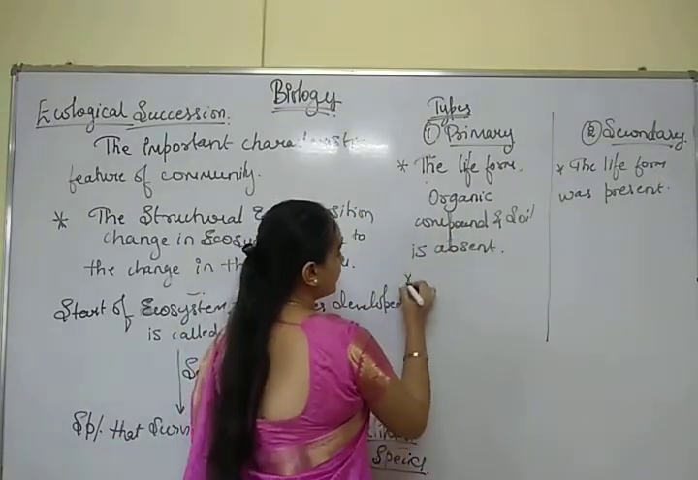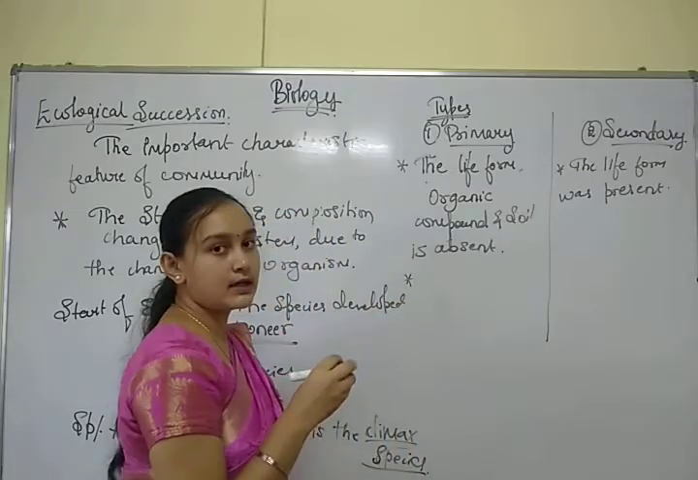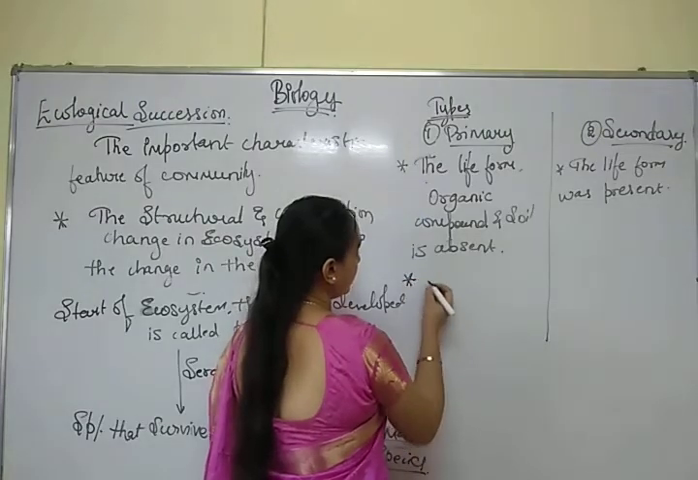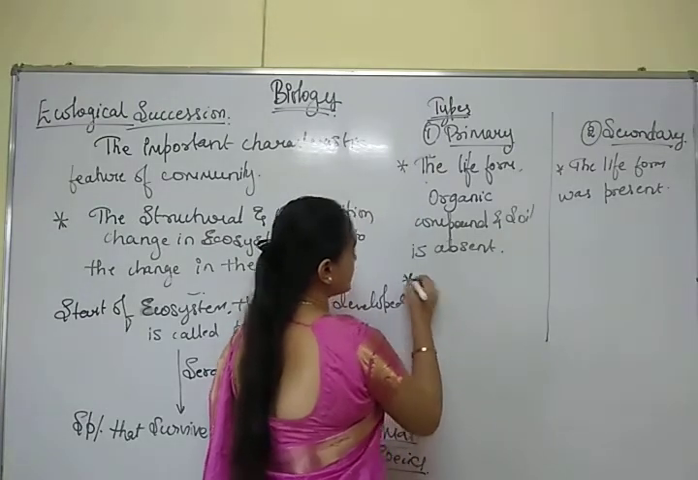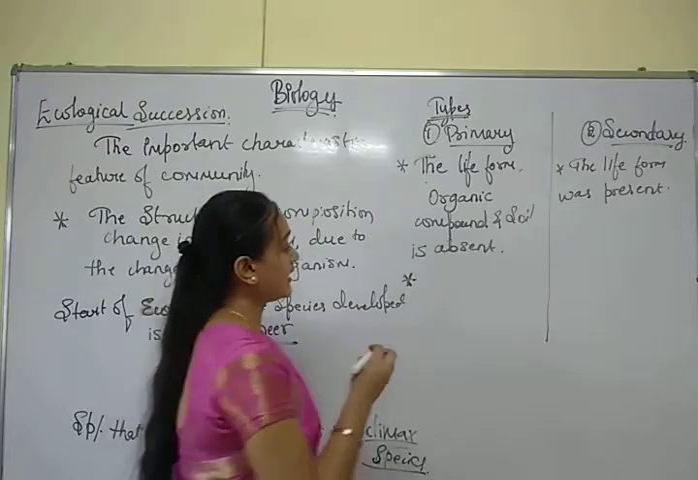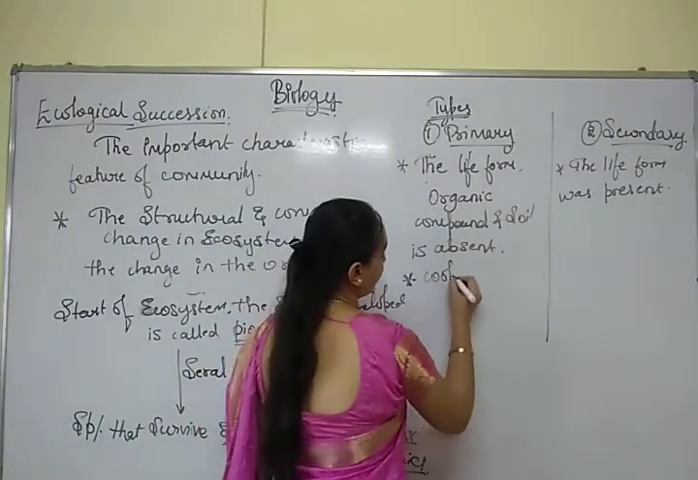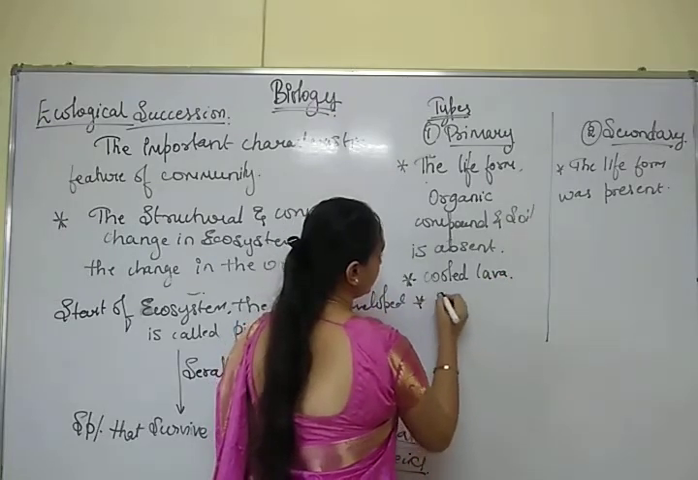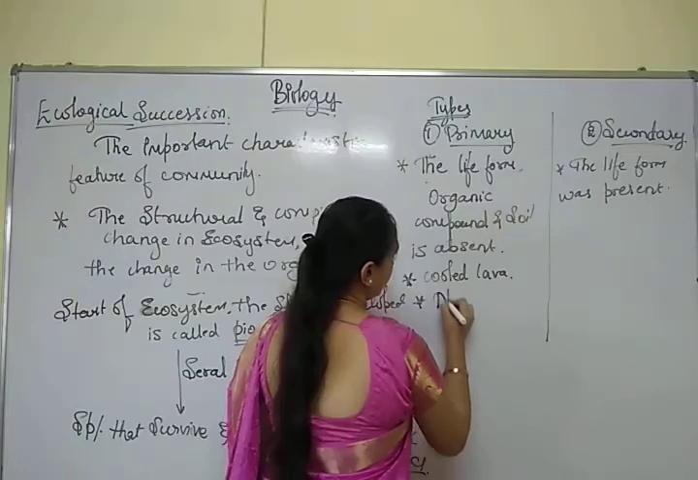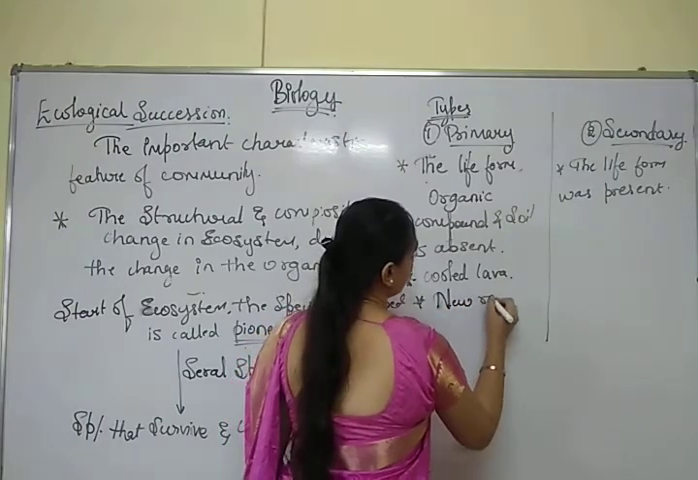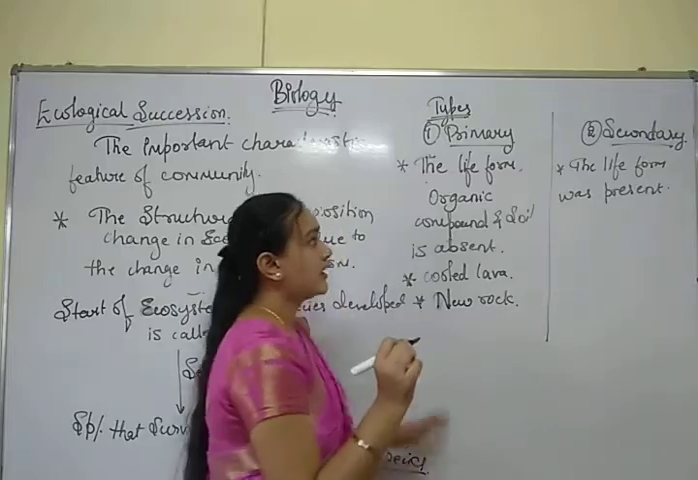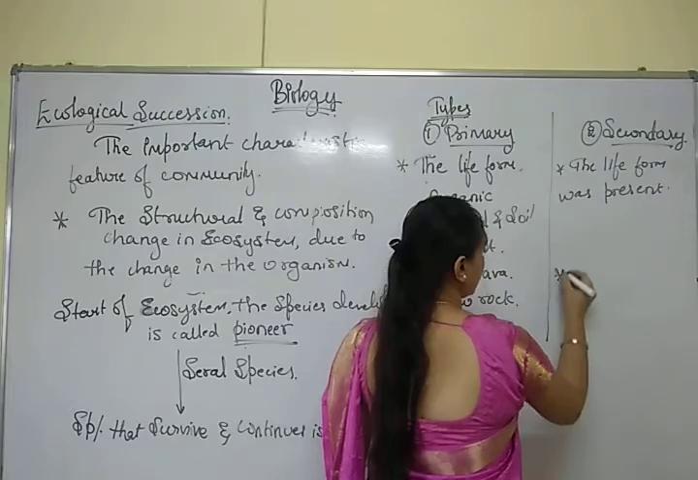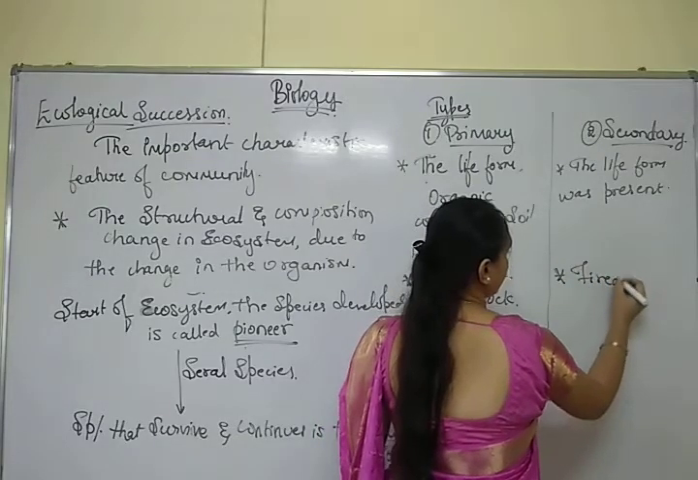For primary succession, the example is cooled lava and new rock or new landform. In secondary succession, the example is a forest fire.